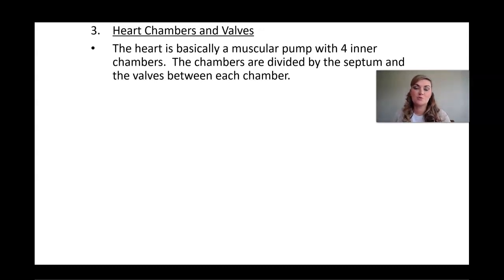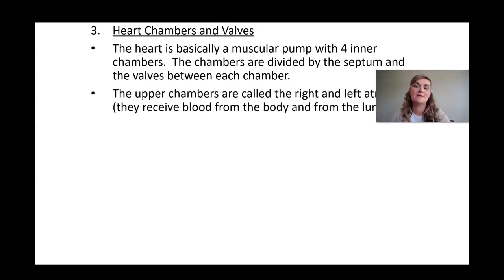So with that, each one of those is going to have valves between it. And so going from the atria to the ventricle, you'll find a valve. Going from the ventricle out, you're going to find another valve. And then coming back in, going from the left atria to the ventricle, you're going to have a valve. And then leaving out through the aorta, you'll have a valve. And we'll look at that in just a minute when we look at the pictures.